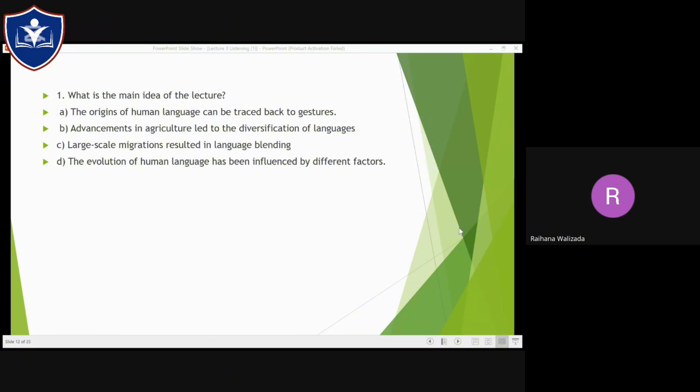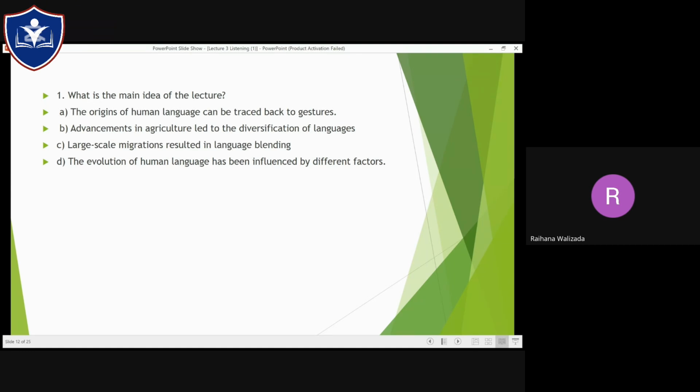Actually, both look quite good, but the main idea of the whole lecture was D. The evolution of human language has been influenced by different factors. That's it. And he talked about different factors that affected how human language has evolved, right?